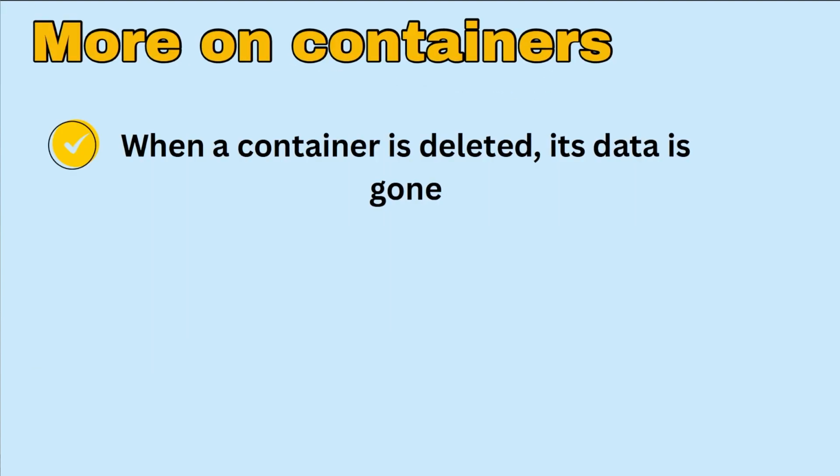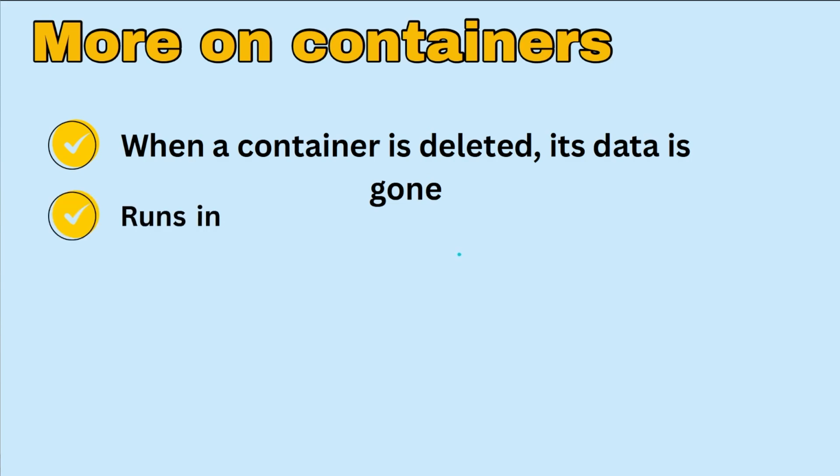Okay, so just a few more notes on containers. When a container is deleted, its data is gone. So for example, if you have a container and you create a file inside it, when that container is deleted, that file will be deleted as well. This is the same with database containers. If you delete the container, it will destroy all the data that was saved into the database. So we will look at how to preserve data using what's called persistent volumes when we look at the real life examples.